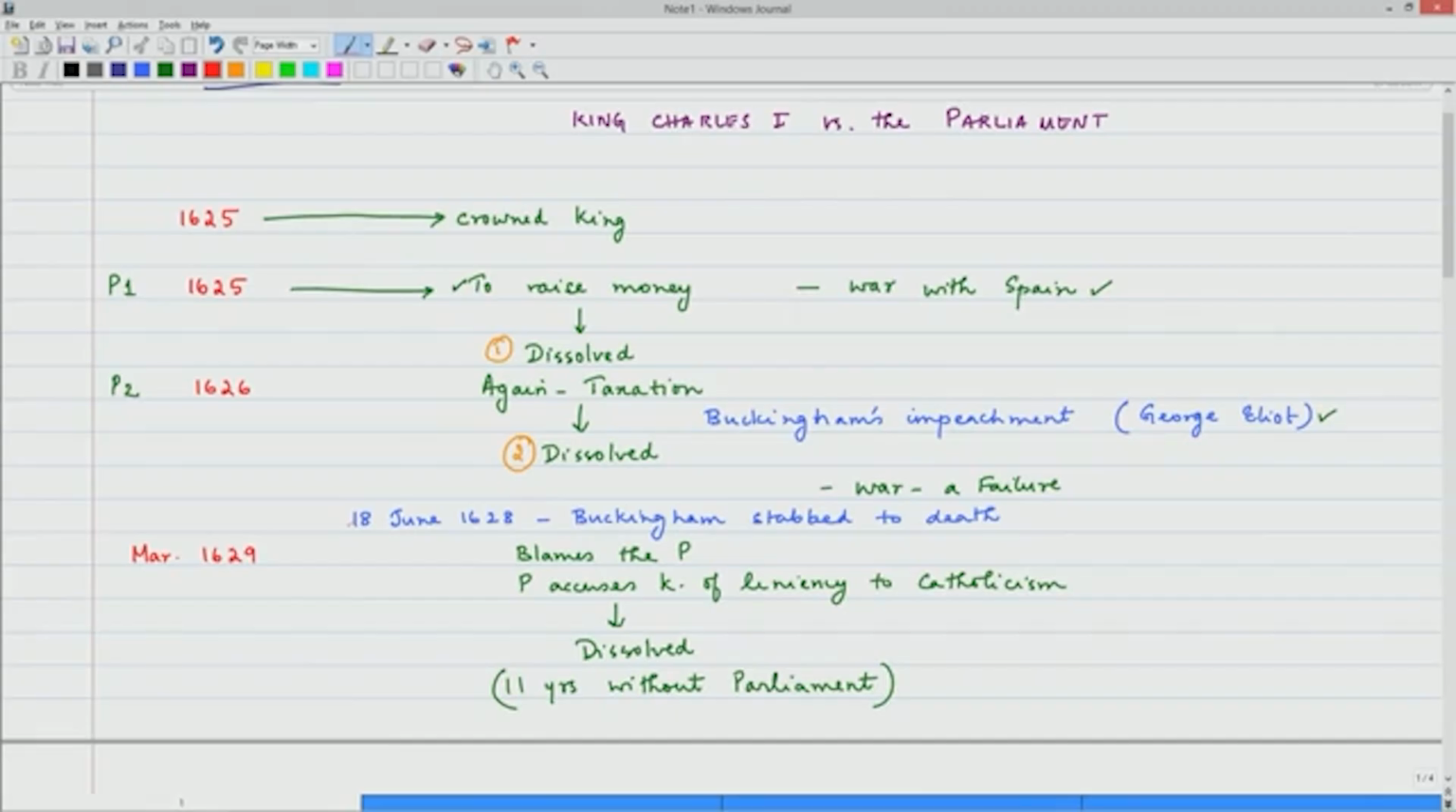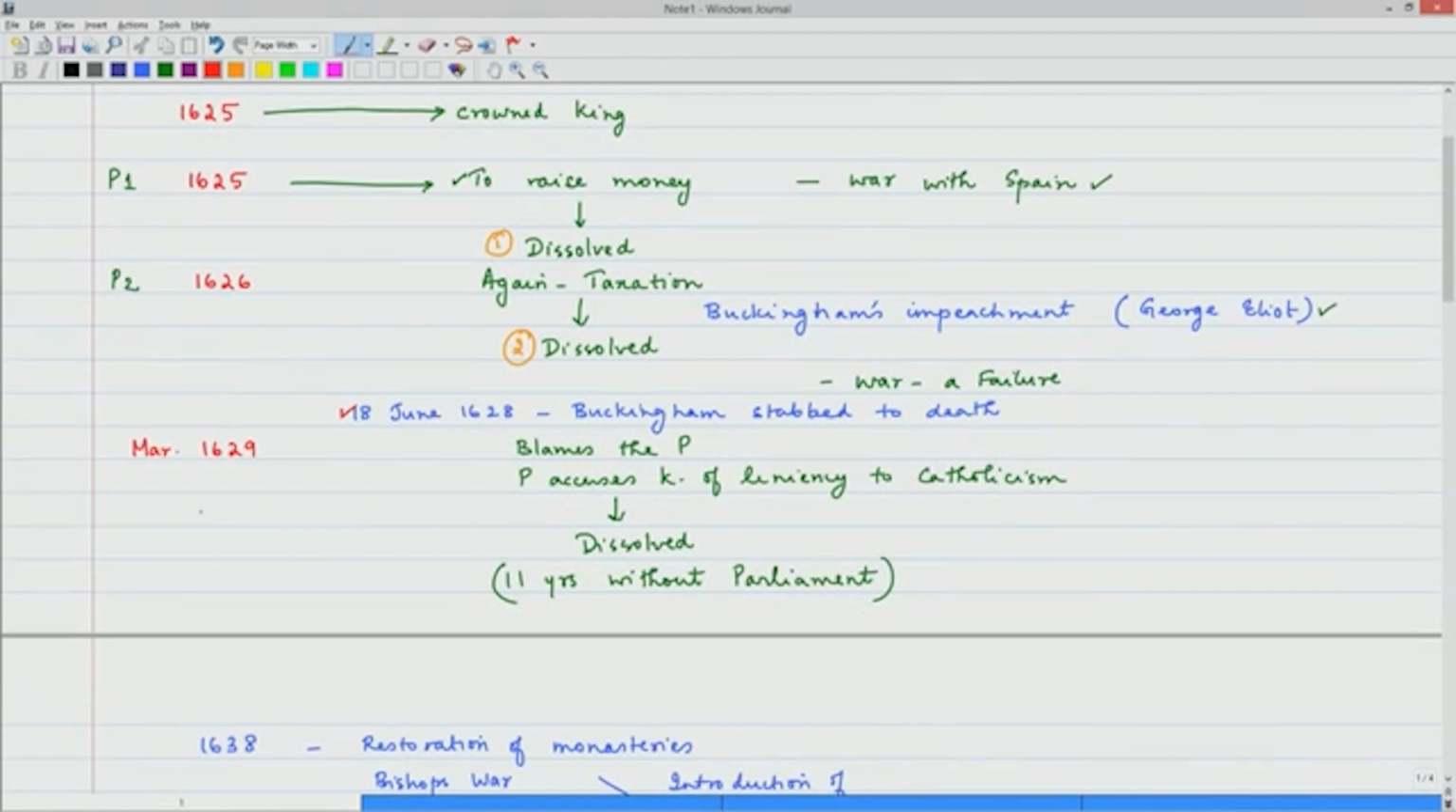And also another important blow on Charles I's reign was that on 18th June 1628, we find Buckingham getting stabbed to death. So this was a fatal blow to Charles I's reign and also to his forthcoming plans. And by March 1629, we find him summoning the parliament again. We find the third time the parliament getting summoned, and he also blames the parliament and particularly George Eliot for stabbing Buckingham to death, because he was quite shaken.